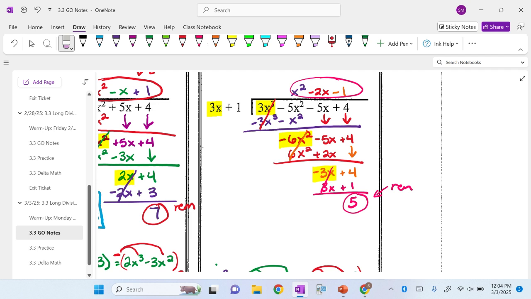So check your answer. You should have ended up with x squared minus 2x minus 1 up top, a remainder of 5.